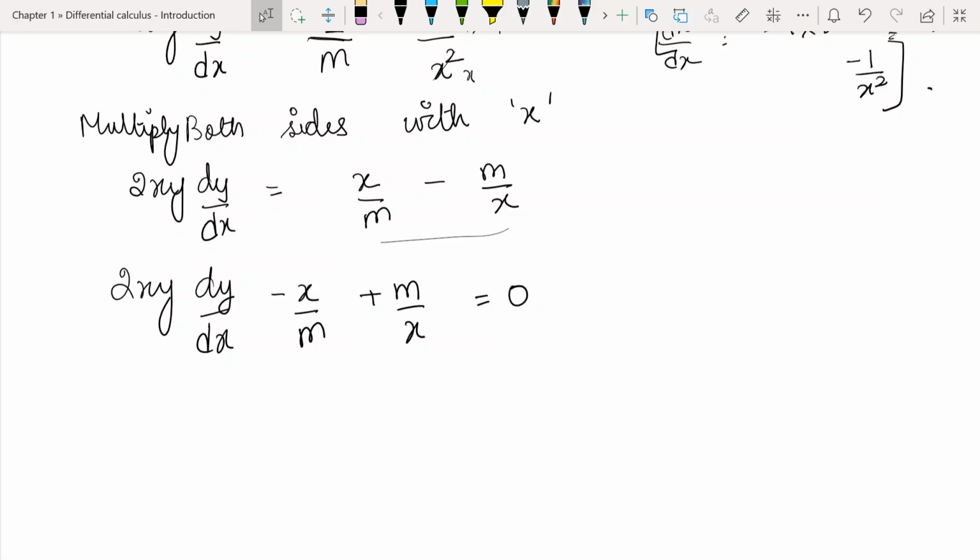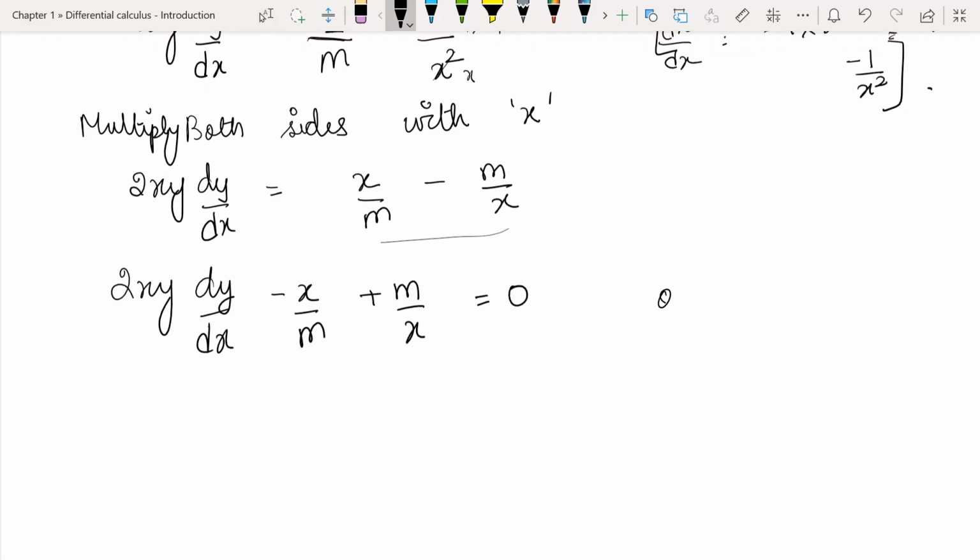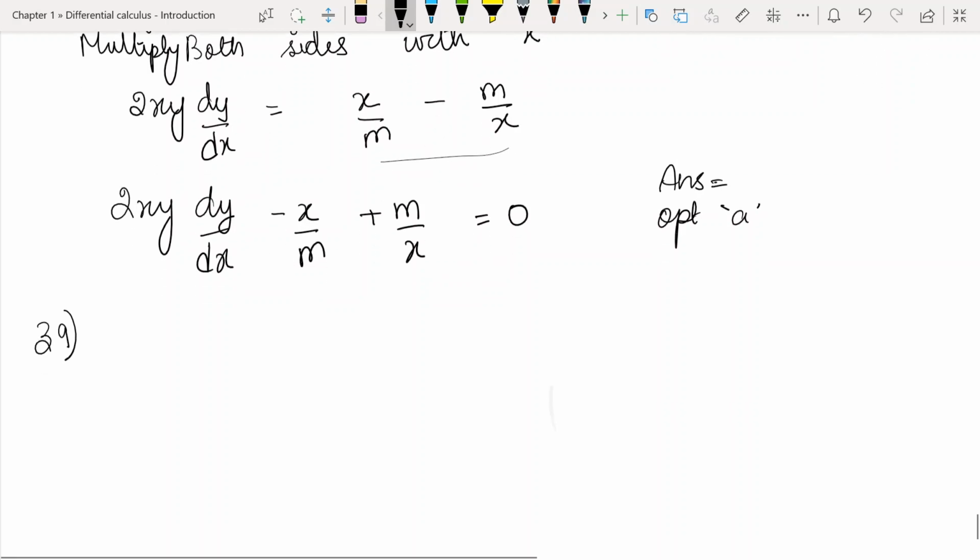So let us go to the next question. Before that, let's just tick the option. Which option has got a 0? Option A. So answer is option A. Now let us go to question number 39.